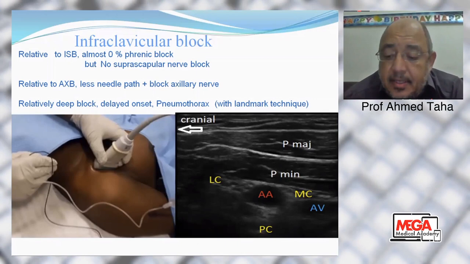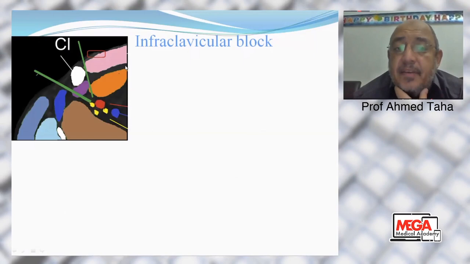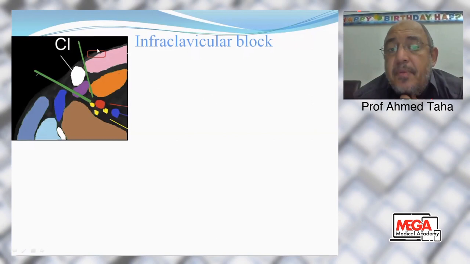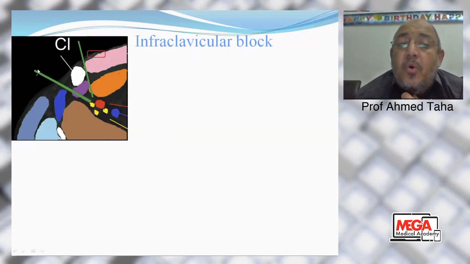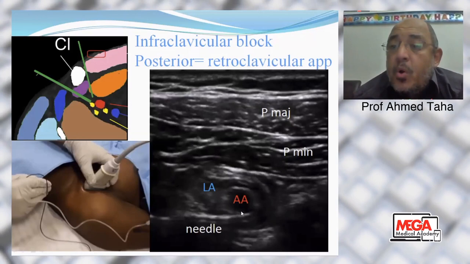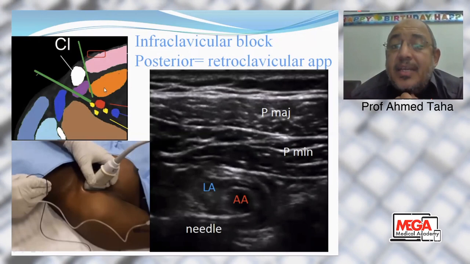In the infraclavicular block, the needle access to the brachial plexus may be inserted inferior to the clavicle. This is the CT of the clavicle. These are the two pectoral muscles, and this is the axillary vessel surrounded by the brachial plexus, and this is the clavicle. In the classic approach, the needle is inserted inferior to the clavicle. In the retroclavicular or posterior approach, the needle is inserted superior to the clavicle, which makes the needle more horizontal. As we described yesterday, the more horizontal the needle, the better the visualization. So in this retroclavicular approach, the needle visualization is better than in the classic approach.